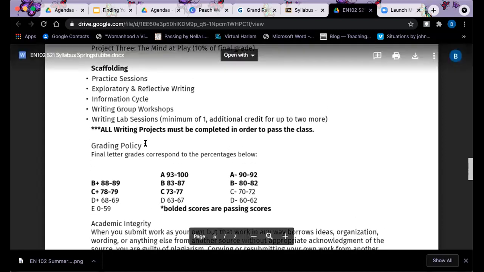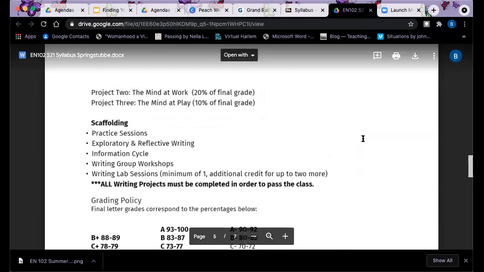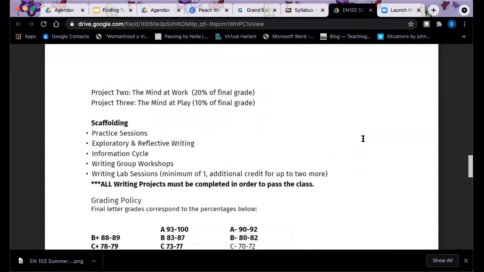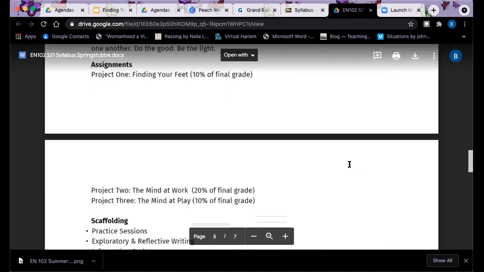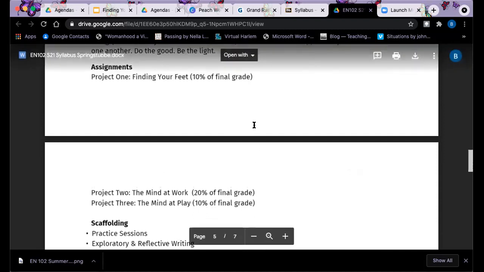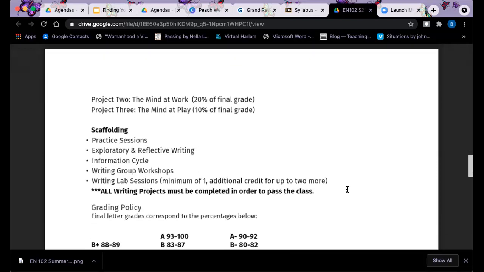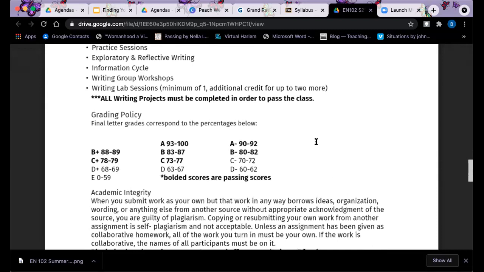All right, one thing to note is that all of the 3 writing projects must be completed and submitted in order to pass the class. If you choose not to do one of them, you have chosen to fail the class. That is the work of the class. And if you're not willing to do the work of the class, you're not going to pass. So make sure you do all 3 and submit all 3 of the projects in order to have a chance to pass the class.